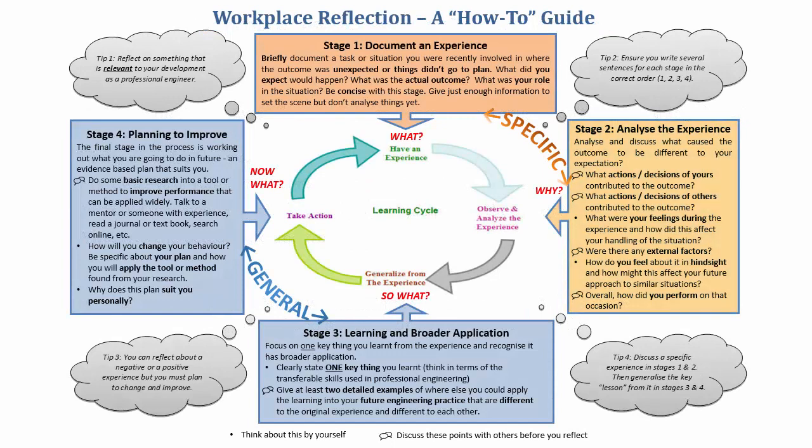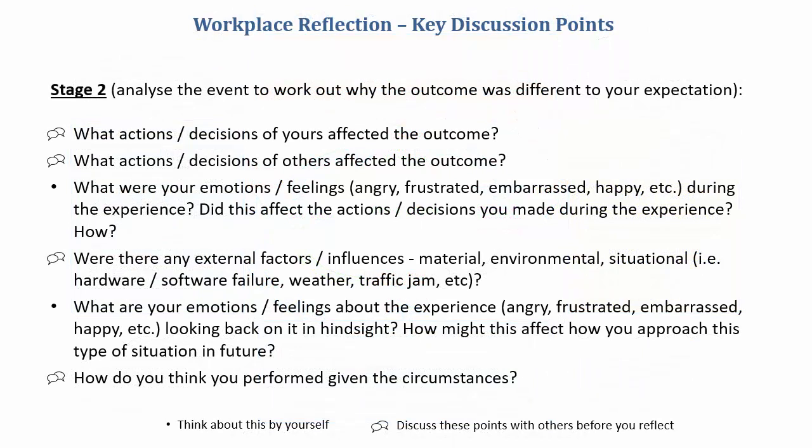So the next part of the cycle is stage 2, and this is where we're going to analyze that experience to try and work out why the outcome was different to your expectation. And again, you can see that there are some key points highlighted here that you need to discuss. And if we go into the key discussion points document, we can look at those in detail. Now, the first thing I'll say is that some of these dot points have a little special icon beside them, 2 speech bubbles. And what that means is that these are things that you really should discuss with other people before you write your reflection.